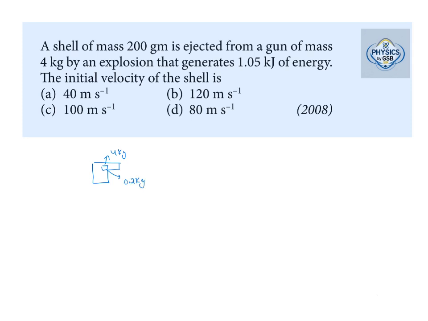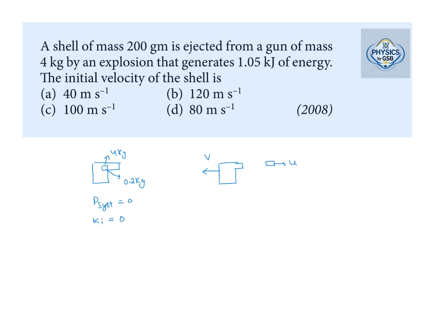So what is the initial momentum? The initial momentum of your system is 0. And what is the initial kinetic energy? The initial kinetic energy is also 0. And now when the shell has been fired, let it be moving with a certain velocity u, then this gun will be moving in the backward direction with velocity say v.